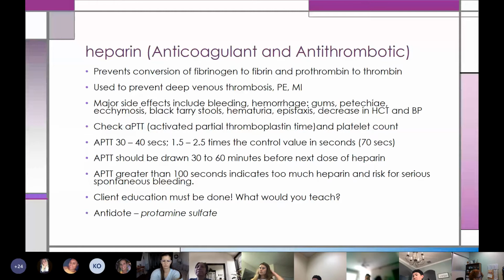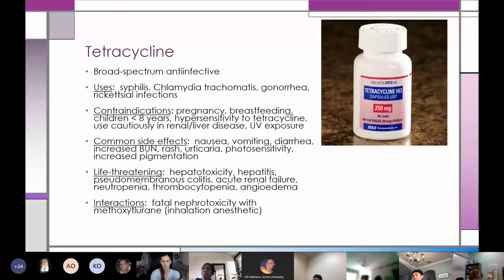And there are some life-threatening things I've put on there for you, and any type of interaction. A drug that I've noticed over time that students tend to miss is this particular drug, and it's a common drug. Just a quick review for you.